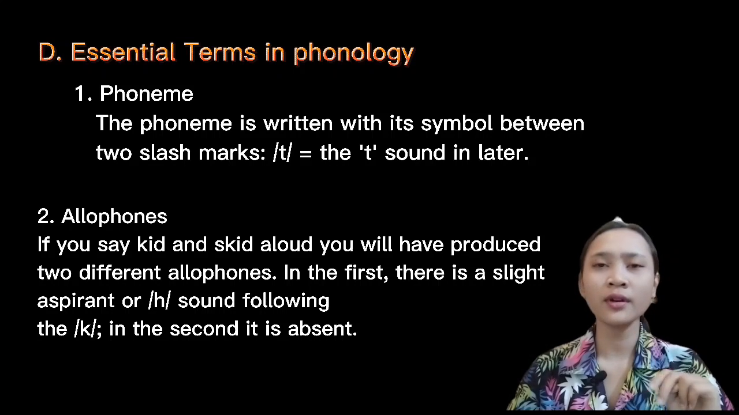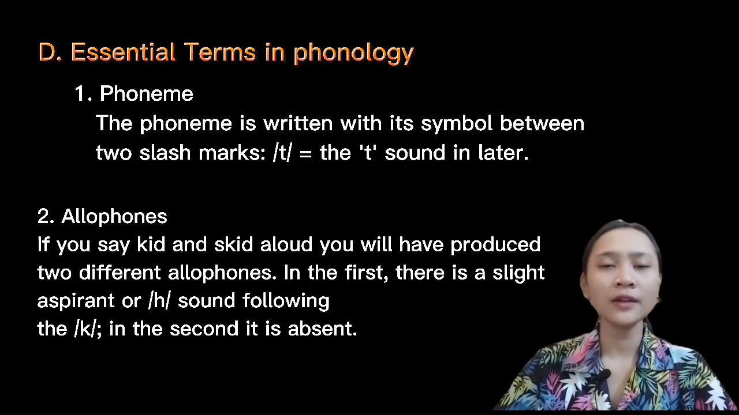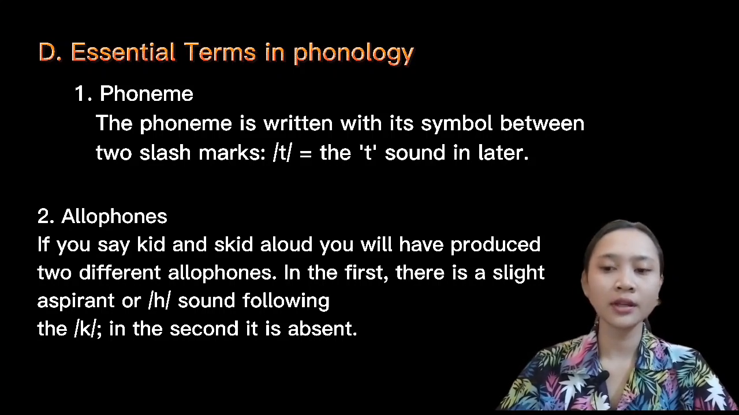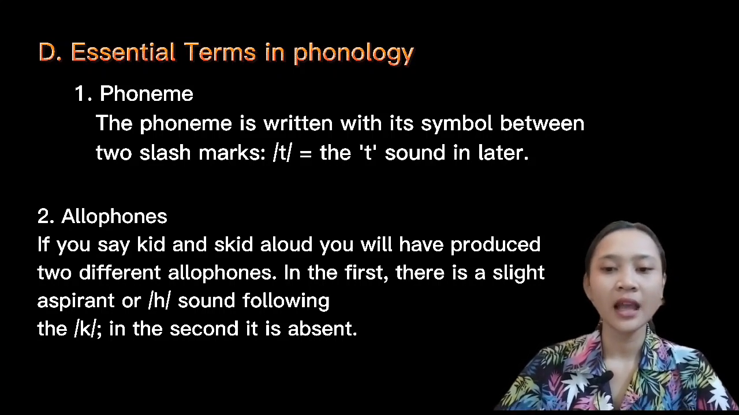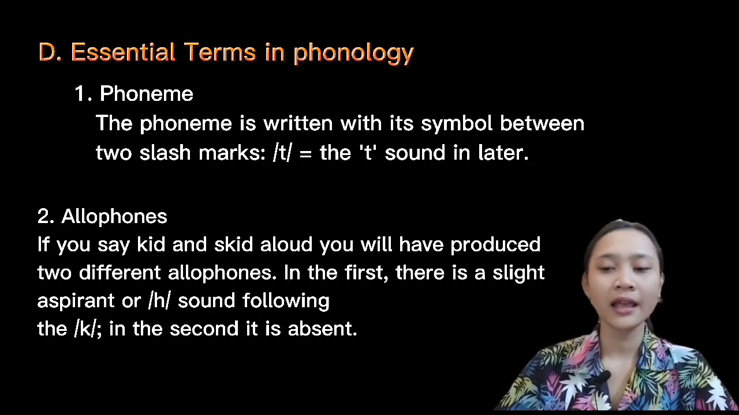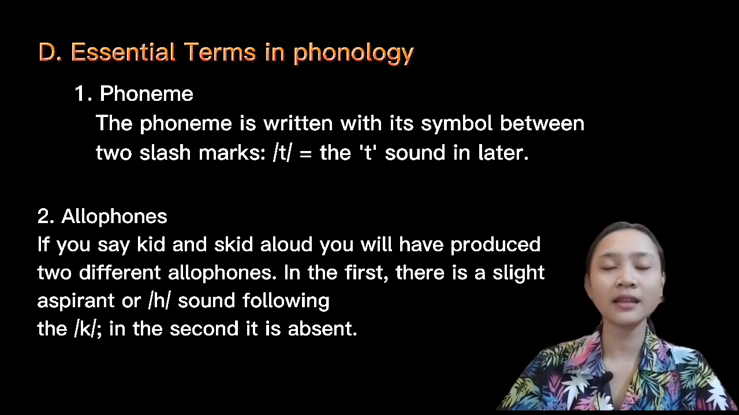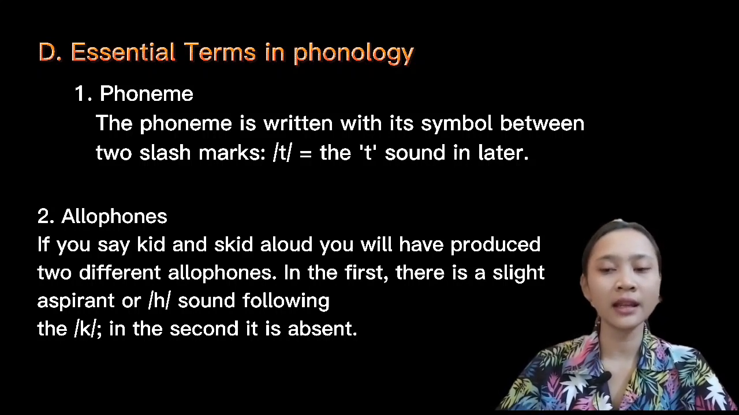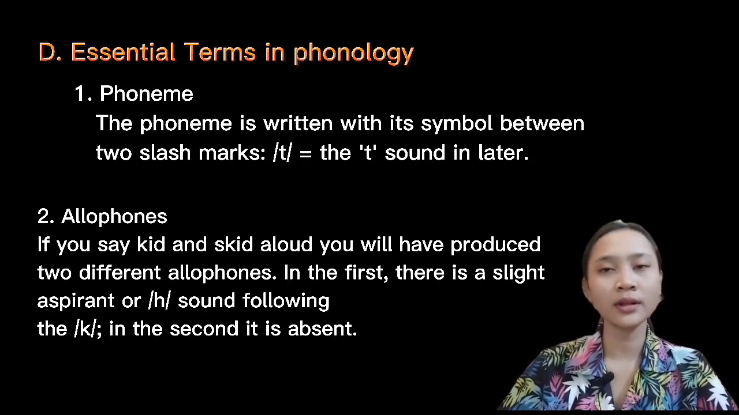And number 2, allophones. If you say kid and skid, you will have produced two different allophones. In the first, there is a slight aspiration, or H sound, following the K. In the second, it is absent. These sounds are different, but they are not phonemes. If you add the aspiration to the sound in skid, you will not make a different word, although it will sound odd.